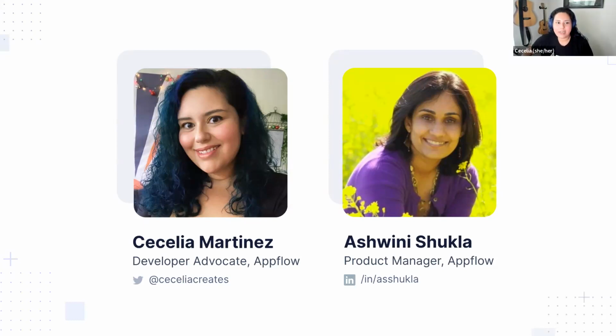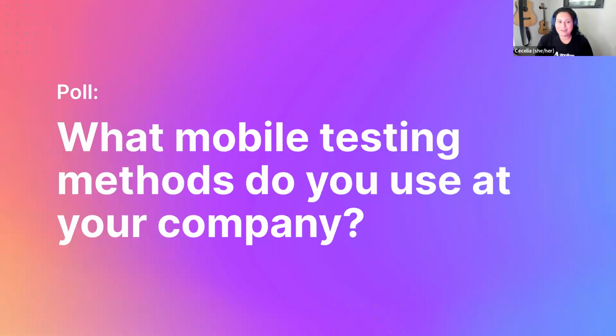Before we get started, I'd love to get a sense of the experience here today. We're going to start with a poll. The question is, what mobile testing methods do you use at your company? You can select between automated testing, manual testing, or both automated and manual testing. You'll notice there's not an option for no testing. So hopefully you're doing some kind of testing of your mobile applications before they're released to users.